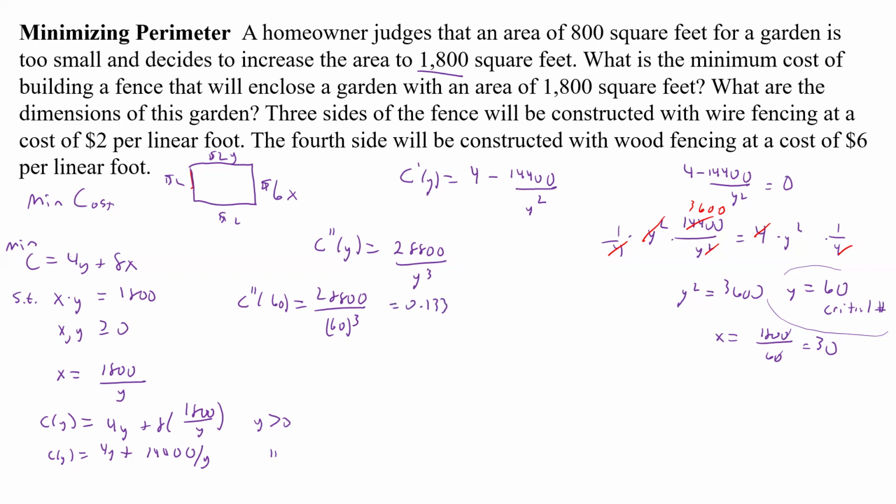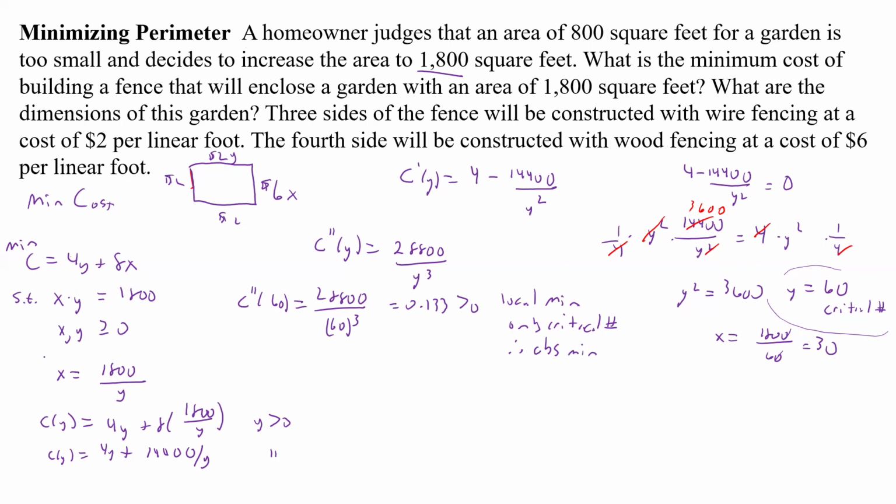Now, what do we know about that value? Well, that's greater than 0, and so it's going to be a local min. And since it's the only critical number, that also means it has to be the absolute min. Only critical number, therefore absolute min as well.